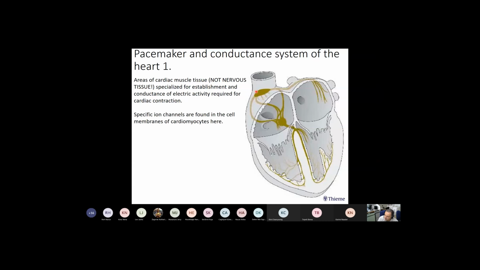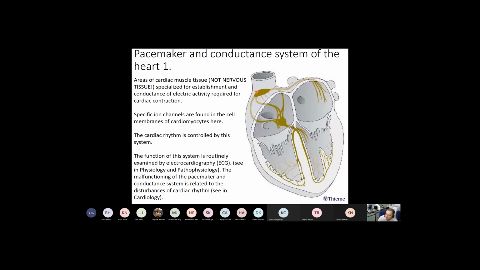This is modified cardiac muscle tissue with specific ion channels, which are responsible for their pacemaker function. There's a sodium leakage in the cell membrane, and the membrane depolarizes after a certain period of time. The function of this system can be studied by electrocardiography, ECG. This we don't teach, and we don't have to study this for our exams, but in physiology and pathophysiology, you will hear a lot about this.